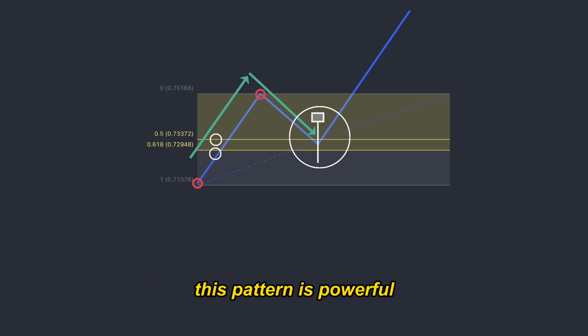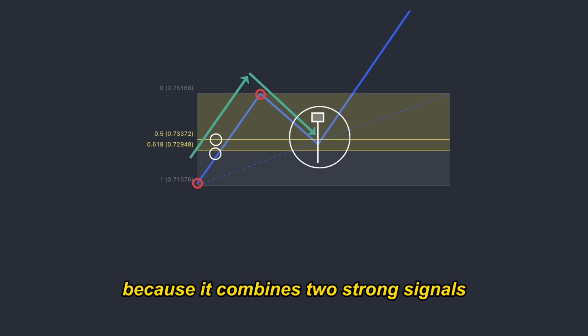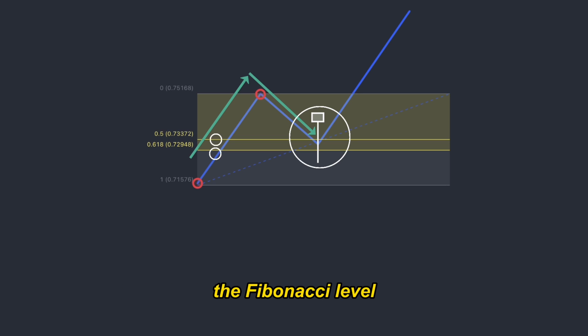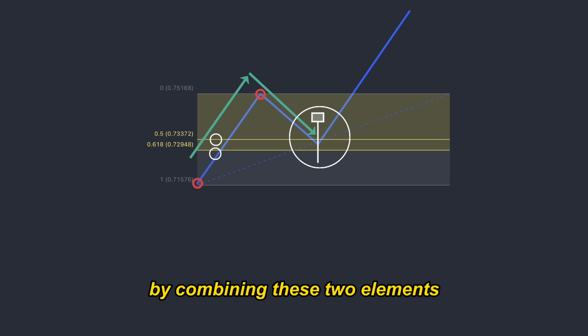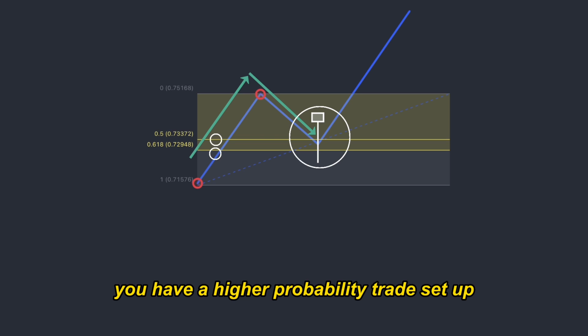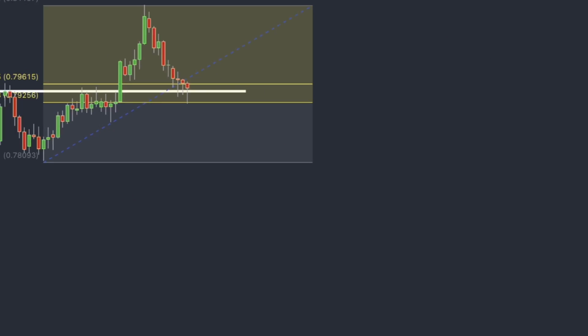This pattern is powerful because it combines two strong signals. The Fibonacci level, where the market is likely to reverse or continue its trend. The pin bar, showing rejection of price at that level. By combining these two elements, you have a higher probability trade setup with clear entry and exit points.